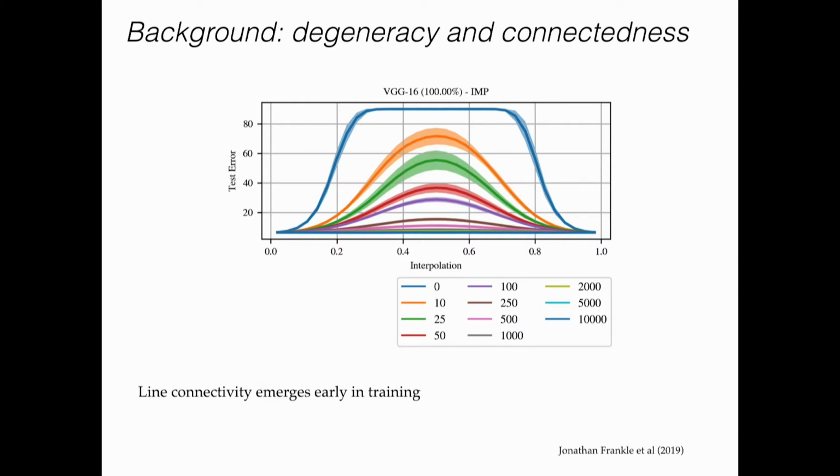But if you train for around, say, 1 to 2,000 iterations here, now you can actually do just a straight line interpolation between these two networks. So they found not only are they in the same valley, but they're actually in the same sort of linear valley. So you can do just a line connectivity. This is kind of surprising.